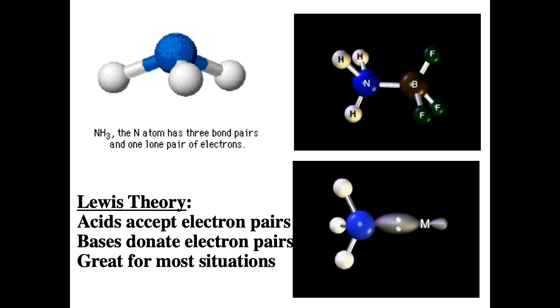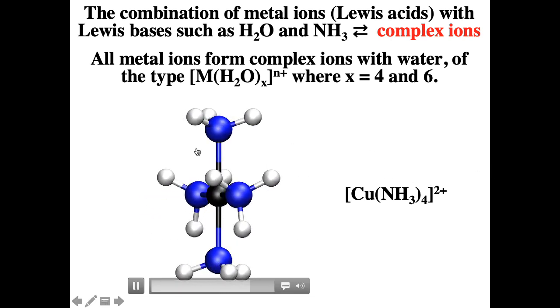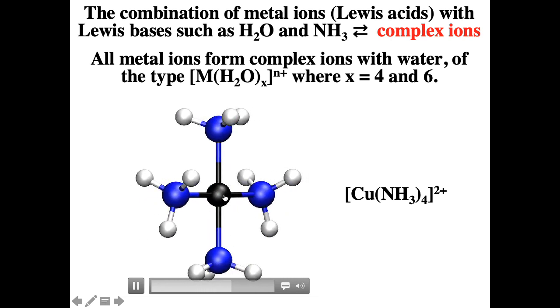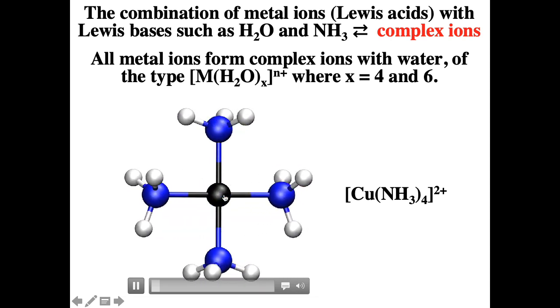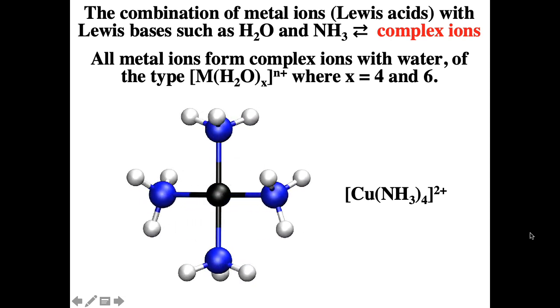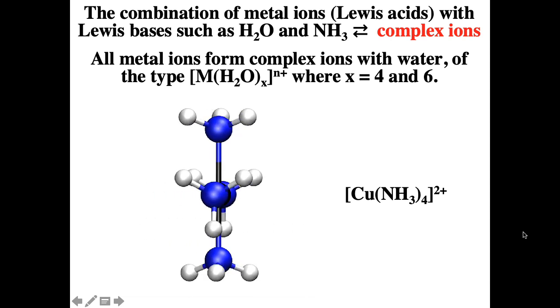A metal complex is a category of compounds. You have a metal and you have ligands around it. The metal is behaving like a Lewis acid because it's accepting electron pairs. The ligands, the things attached to it, are behaving like Lewis bases because they're donating electron pairs to form those bonds.